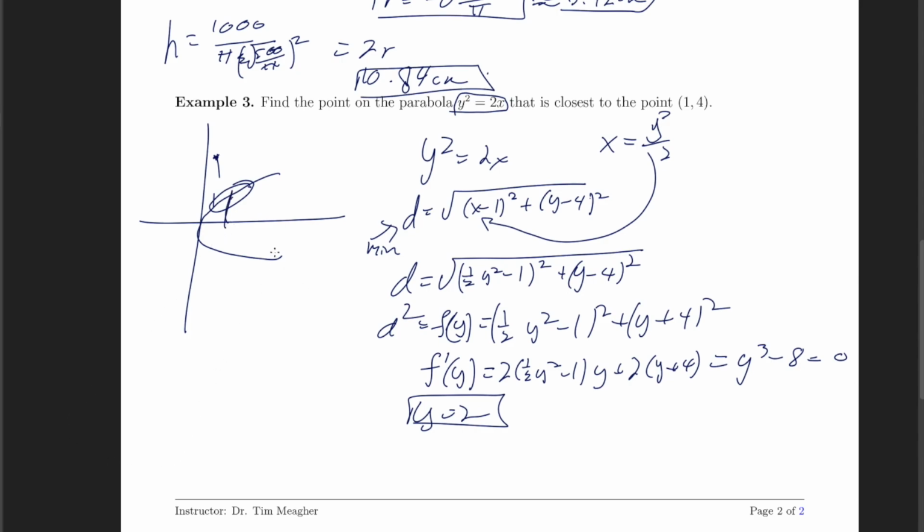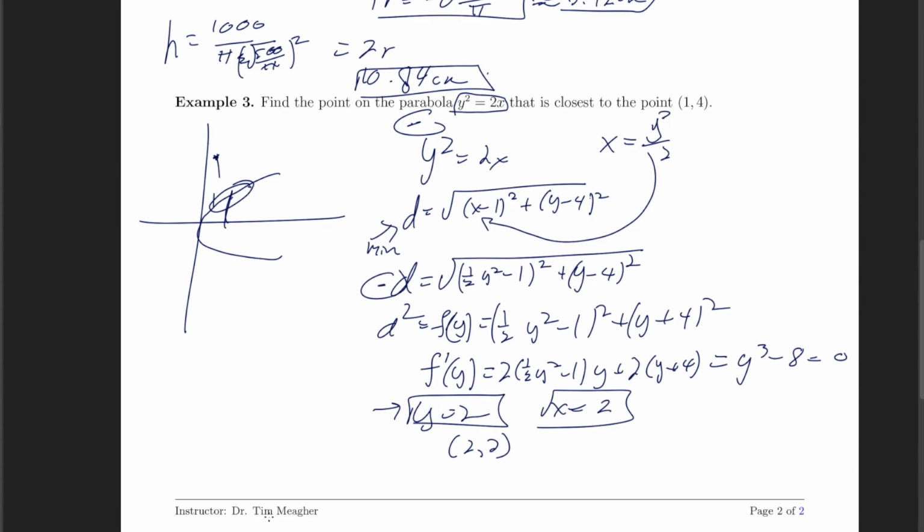Yeah. Now if I test our endpoints, where are our endpoints? Our endpoints are way out here in our parabola, right? And so we do not need to test these since we know that these will be much, much larger. So we can just use our critical point here. We said y equals 2. Well, if y equals 2, what does x equal? x is 2 squared divided by 2, which is also 2. So we have the point (2, 2) is the closest.